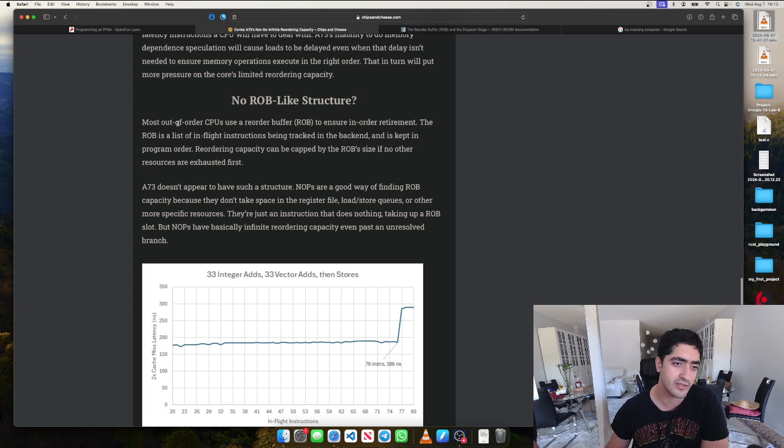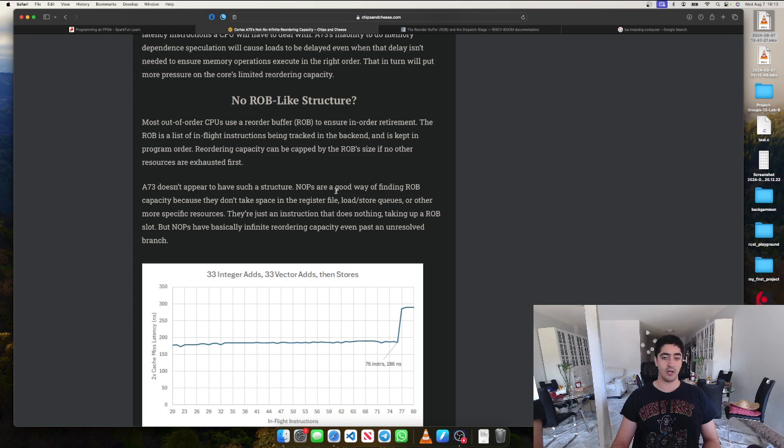Most out of order CPUs use a reorder buffer, ROB, to ensure in order retirement. The ROB is a list of in-flight instructions being tracked in the backend and is kept in program order. Reordering capacity can be capped by the ROB size if no other resources are exhausted first. A73 doesn't appear to have such a structure.